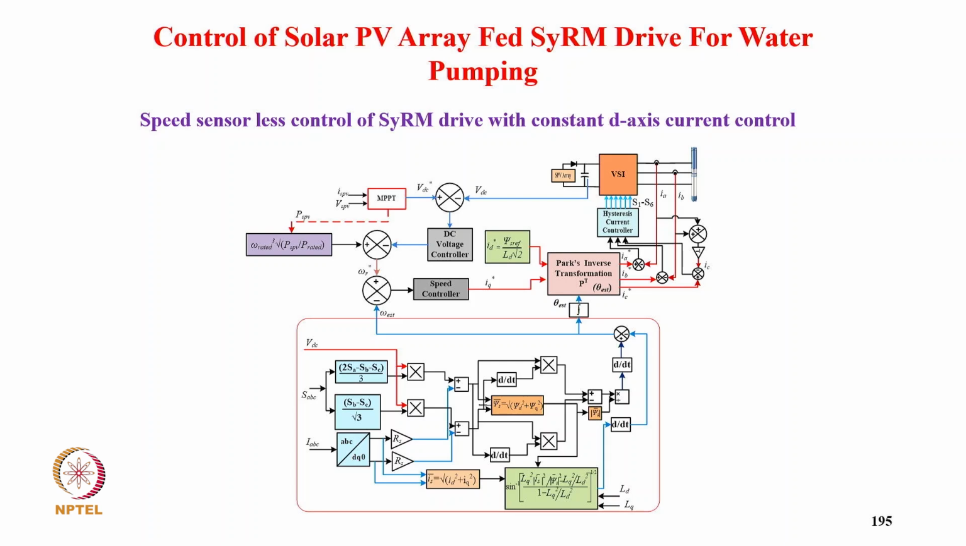Then it goes to the speed control to get IQ, and then we have ID from here. Using the Park inverse transformation we get IABC star. Then we have sensed current going to the current controller. In the lower block we have estimation of both speed and position.